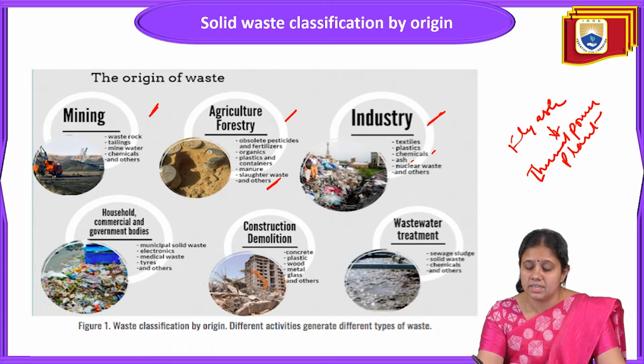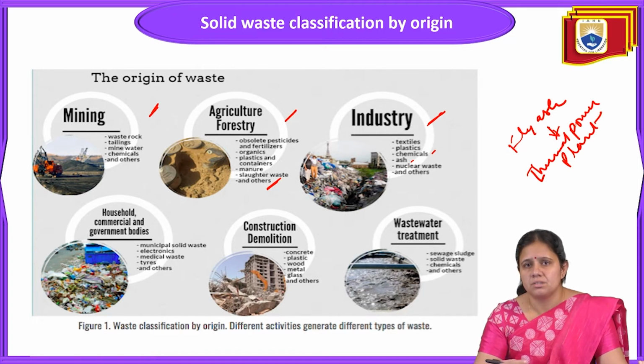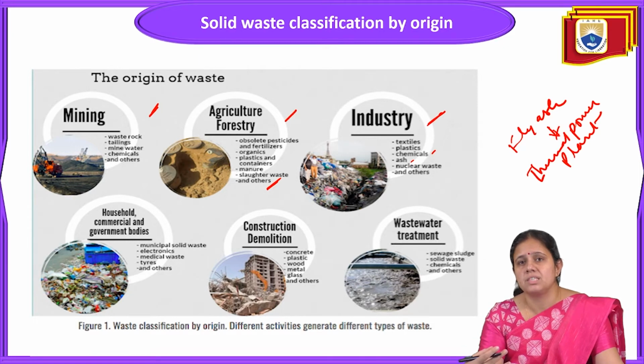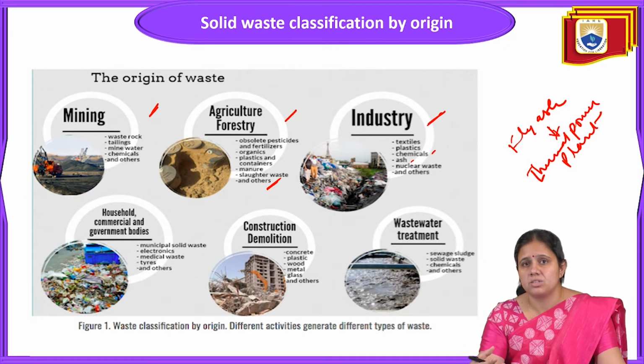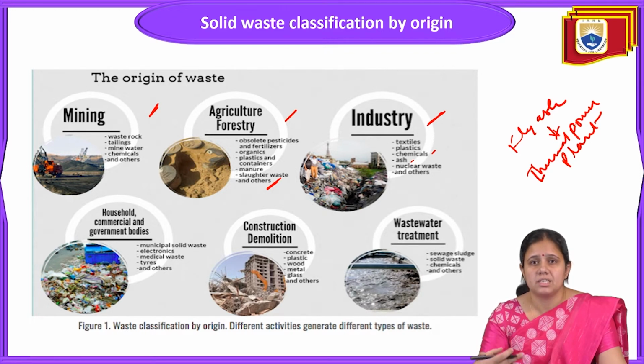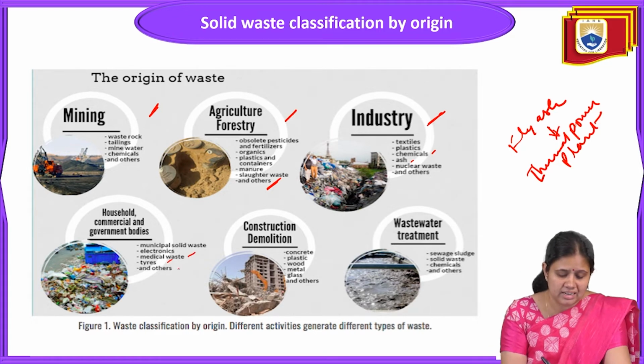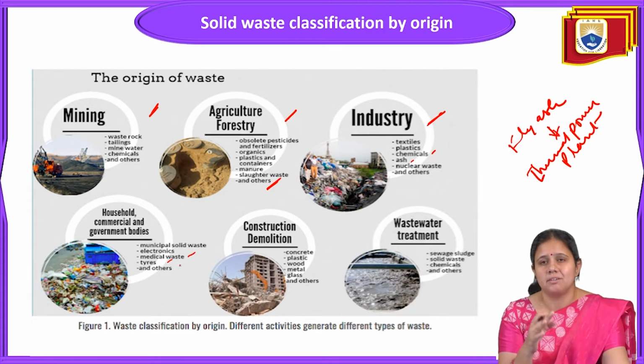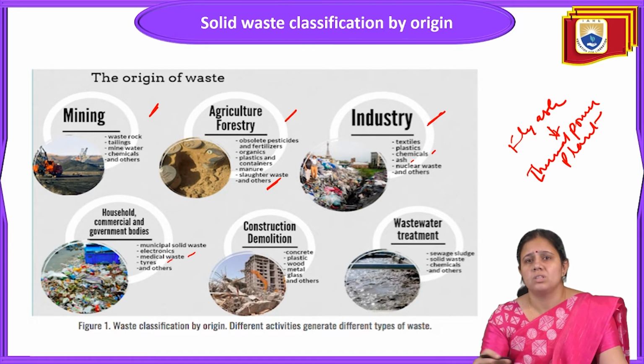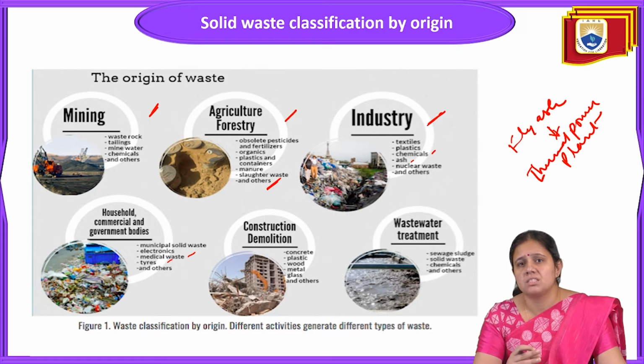So fly ash is again an industrial waste. Next is the household, commercial and government bodies, that is municipal solid waste. Municipal solid waste has its origin from any household activity, any commercial space or any government bodies. Its examples are electronic items, some medical waste, tires, and others like paper and cardboard. So the origin of all this waste is household, commercial and government bodies.